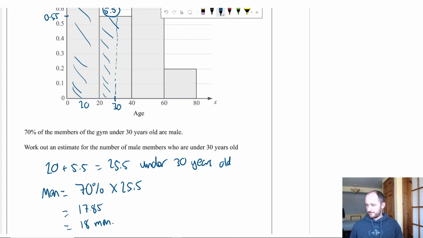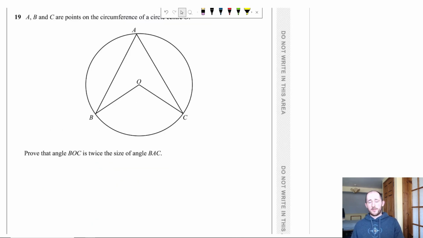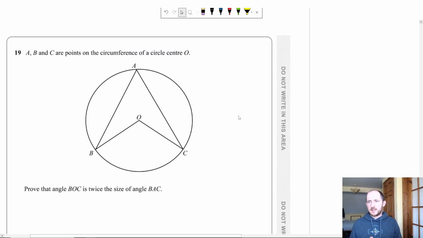Okay? So here we have a circle theorem proof. It hasn't come up in recent memory, so it's likely to come up now. So we have the proof for the angle at the center being twice that at the circumference. A very classic proof, okay? So how do you do this?